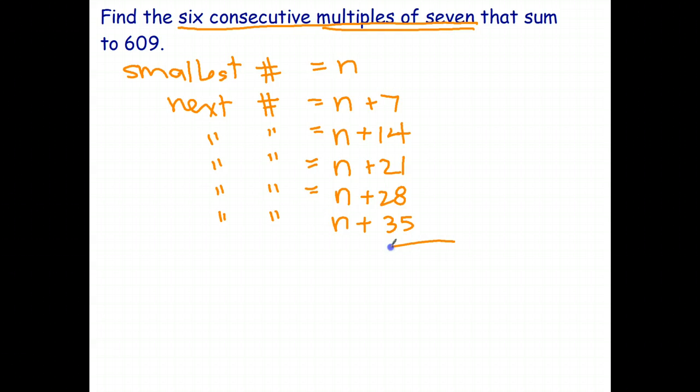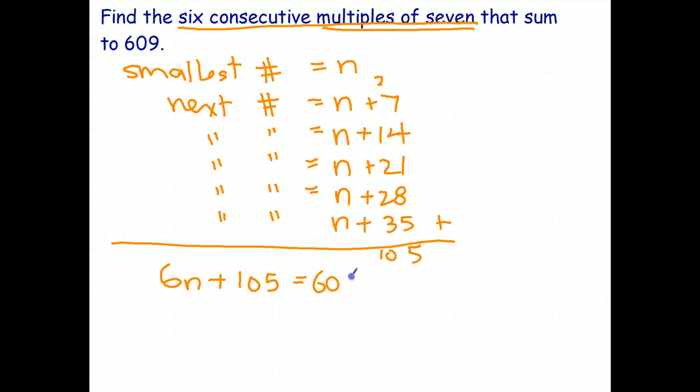Oh, well, I'm just going to go ahead and add these vertically, I think. And that's going to give us n plus n plus n plus n plus n plus n is 6n plus, okay, 7 plus 4 is 11. 1 more is 12. 8 is 20. 5 is 25. So I write down the 5. Carry the 2, 2, 3, 4, 5, 6, 7, 8, 9, 10. So I think I've got 6n plus 105 adds to 609. So I think I've got my equation.